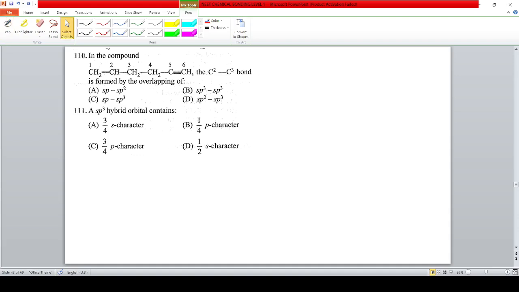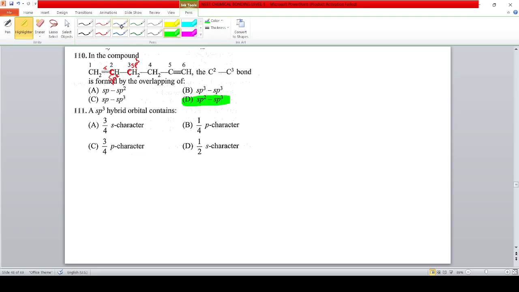110. In this compound, the C2-C3 bond is formed with the overlapping of, this is the second carbon which is having one pi bond. That means this is an sp2 carbon. And this is the third carbon which does not have any pi bond. That means it is an sp3 carbon. So the bond is formed between sp2 and sp3 carbons.